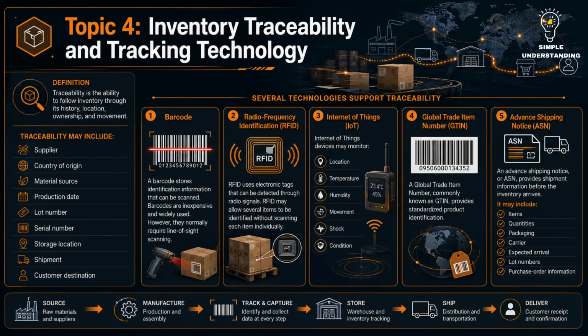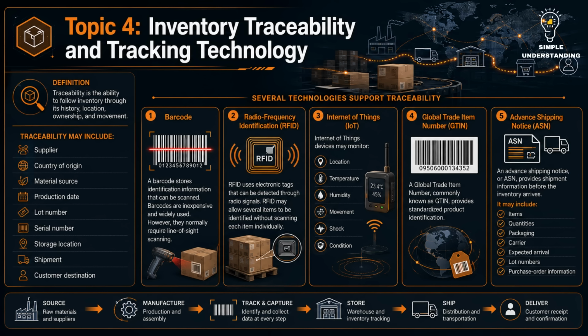Several technologies support traceability. Barcode: a barcode stores identification information that can be scanned. Barcodes are inexpensive and widely used. However, they normally require line-of-sight scanning. Radio frequency identification, commonly known as RFID, uses electronic tags that can be detected through radio signals. RFID may allow several items to be identified without scanning each item individually. Internet of Things devices may monitor location, temperature, humidity, movement, shock, and condition.